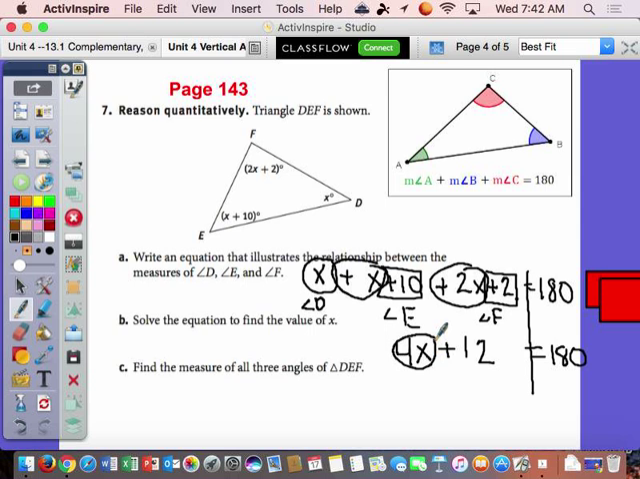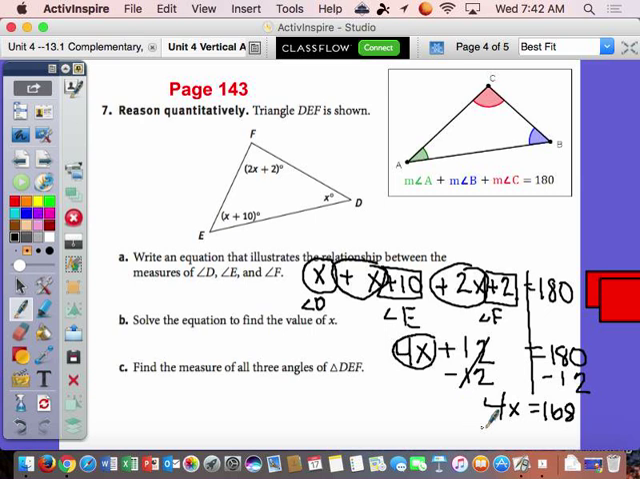Circle my term with my variable. What's being done to the 12 right now? Being added. So what's the opposite? Being subtracted. So subtract 12 from both sides. That leaves me with 4x equals, what's 180 minus 12? 180 minus 12. Should get 168.